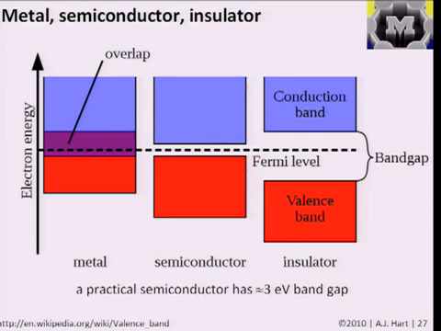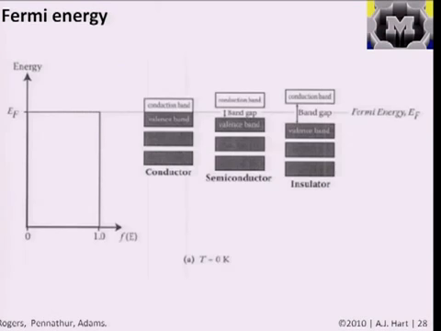And then in an insulator, it's the same, except that this gap is much bigger. Typically a semiconductor will have this 3 electron volt band gap, and then an insulator will have a much larger band gap. To see what happens as a function of temperature, and what's the difference between, say, a semiconductor and an insulator, you can use this distribution function.